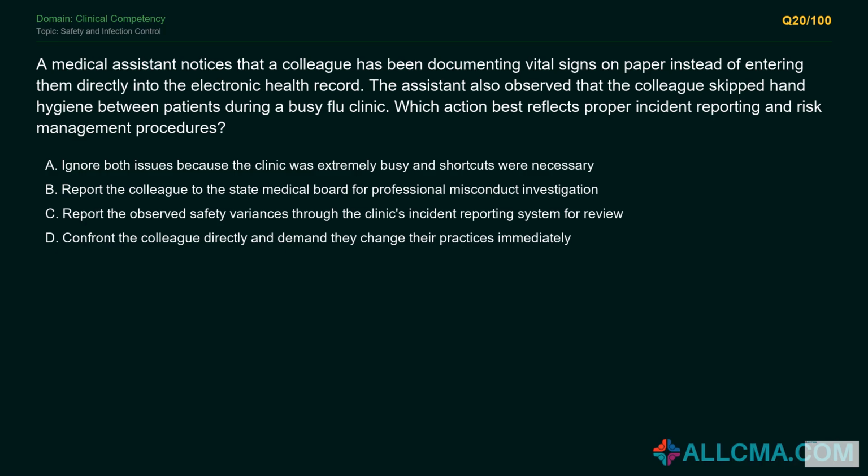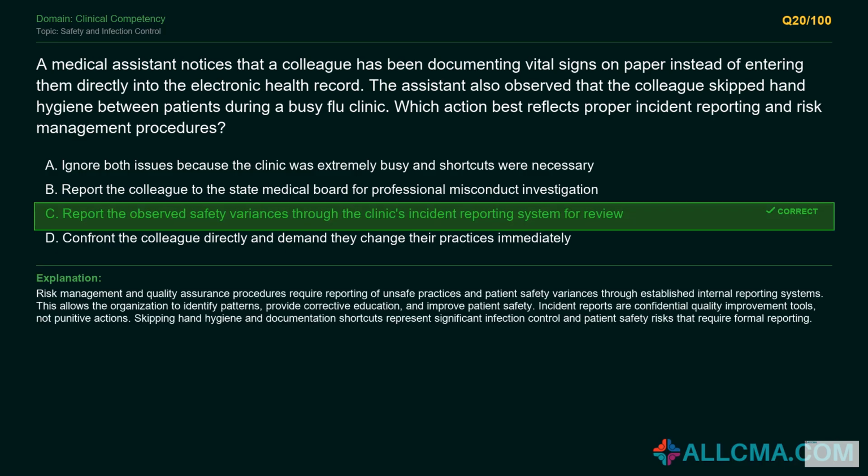The correct answer is C. Risk management and quality assurance procedures require reporting of unsafe practices and patient safety variances through established internal reporting systems. This allows the organization to identify patterns, provide corrective education, and improve patient safety. Incident reports are confidential quality improvement tools, not punitive actions. Skipping hand hygiene and documentation shortcuts represent significant infection control and patient safety risks that require formal reporting.